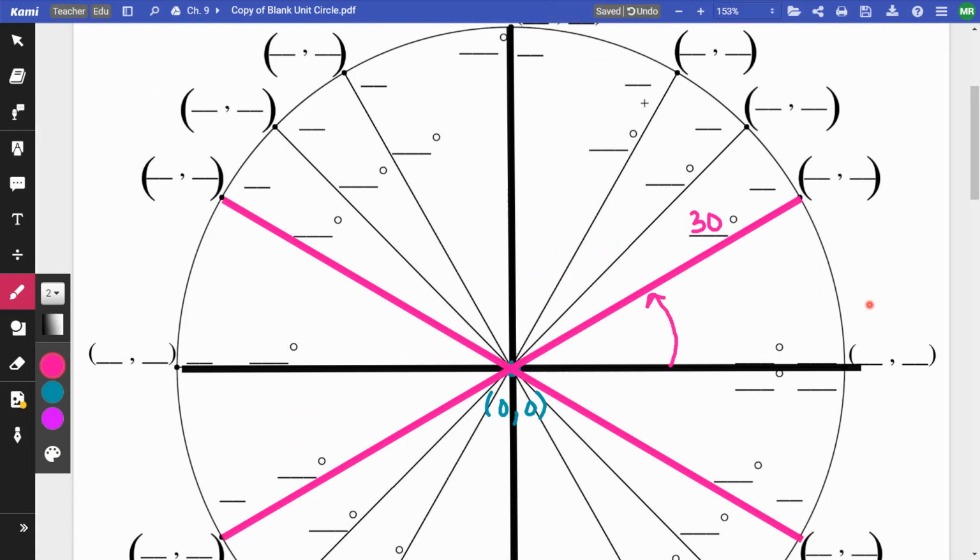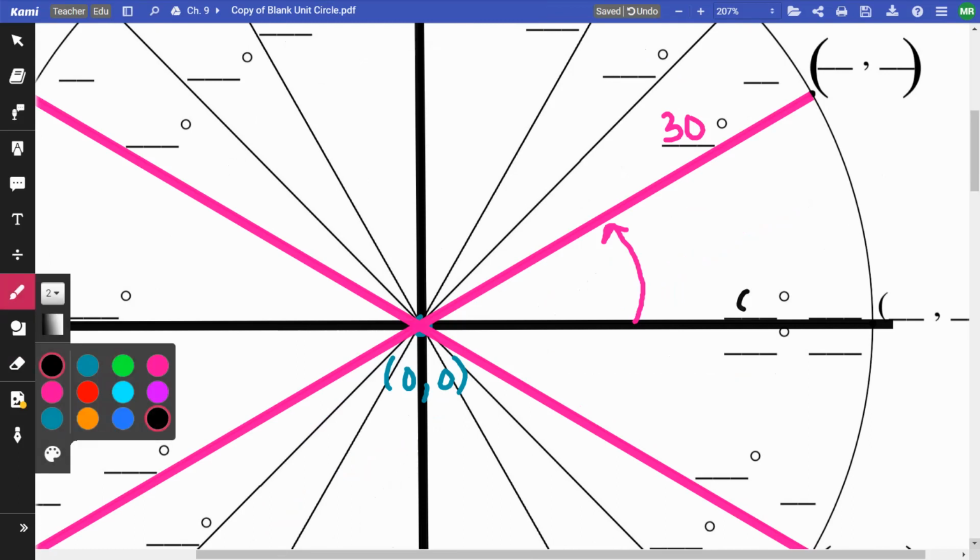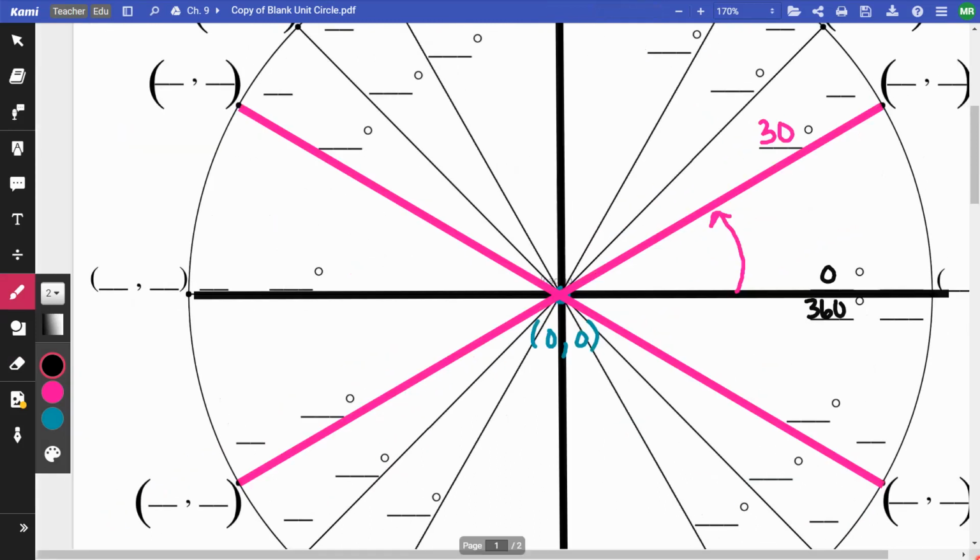Now, all the way around a circle is 360 degrees. So let me write here first that this right here is going to be my 0 degrees. Going all the way around back to this spot, I'll do that in black. So this one is 0 degrees, and this is 360 degrees, okay? This over here is going to be half of 360, which is 180 degrees.